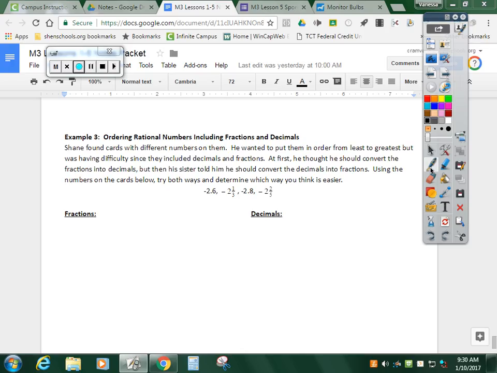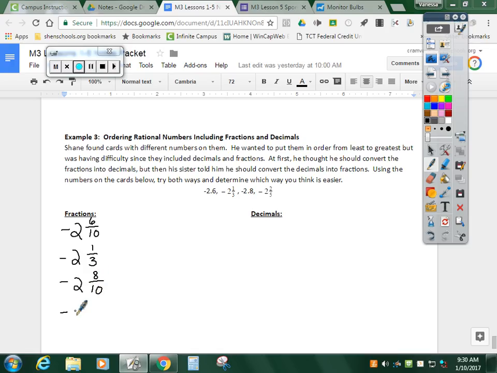Okay, I'm going to go with fractions first, okay? I'm going to line them up vertically. And really, all you have to do to change the decimal to a fraction is to read it. This is negative 2 and 6/10. Negative 2 and 6/10. Okay, the next one is already a fraction, negative 2 and 1/3. The next one is negative 2 and 8/10.